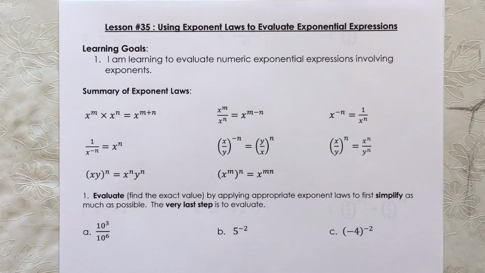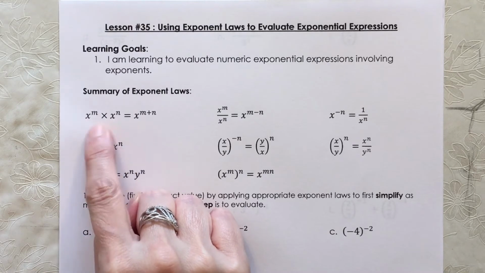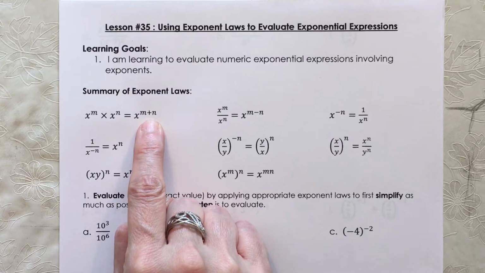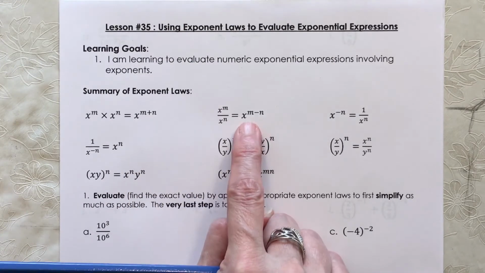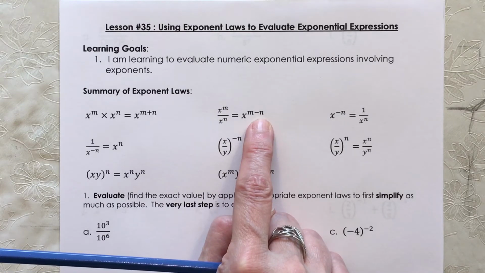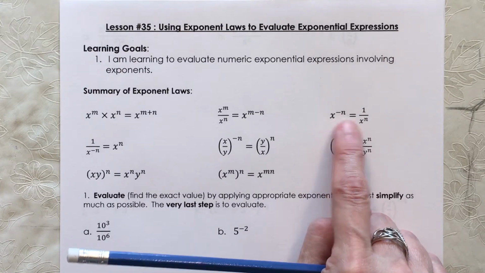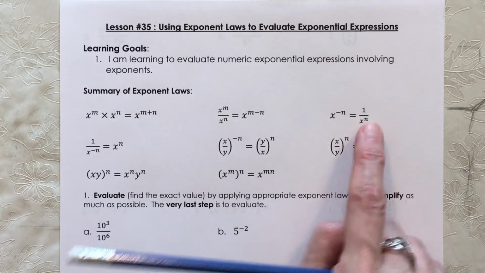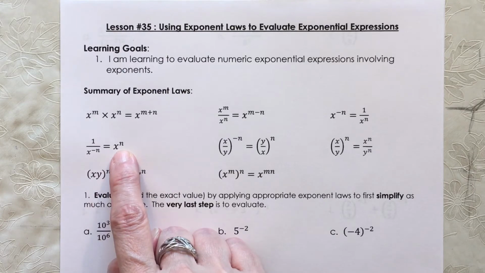And the exponent laws we're using are, back in grade 9, when you multiply powers with the same base, you keep the base the same and add the exponents. When you divide powers with the same base, you keep the base and subtract the exponents. If you have a base to a negative exponent, it's the same thing as having 1 over that same base to the positive exponent. If you have a negative exponent in the denominator, it's the same as moving it up to the numerator and having the exponent be positive.